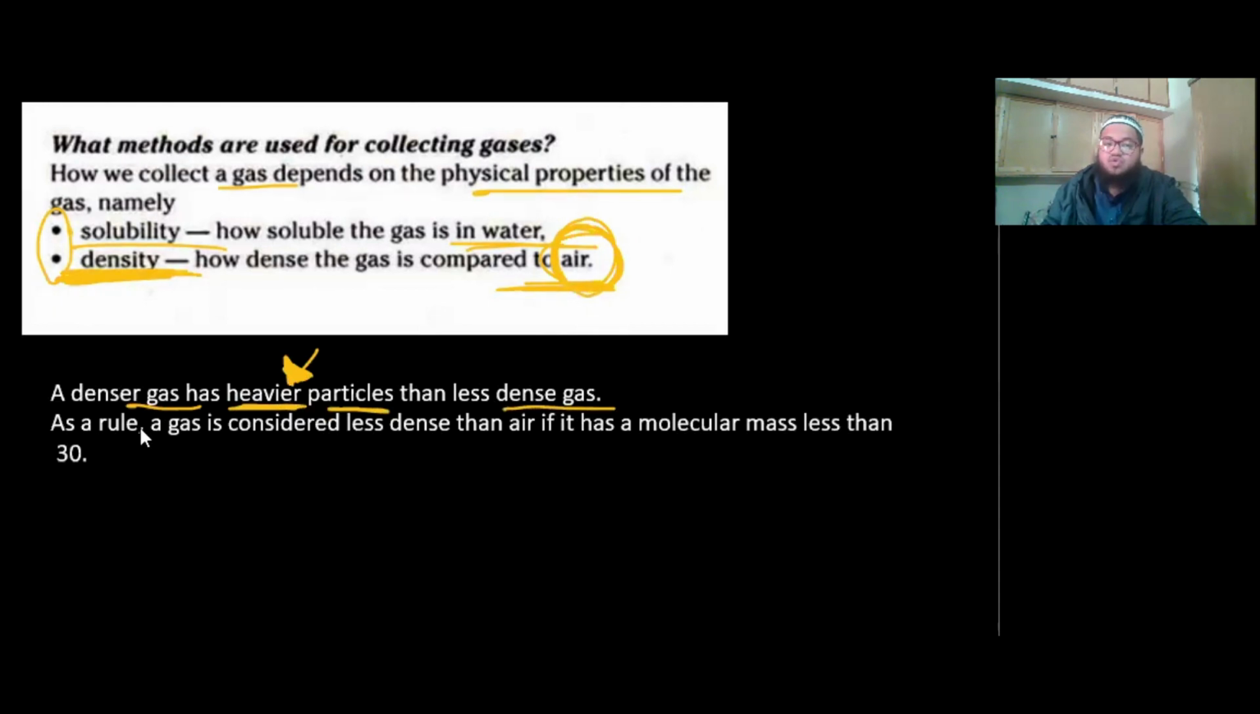So now, as a rule, this is something I would definitely want you guys to learn: a gas is considered less dense than air if it has a molecular mass less than 30. And if its molecular mass is more than 30, then that means it is denser than air. I'll show you the examples, and this is a direct quotation from that same book, Chemistry Matters: the gas is considered less dense than air if its molecular mass is less than 30, and if it is more than 30, then it's denser than air.